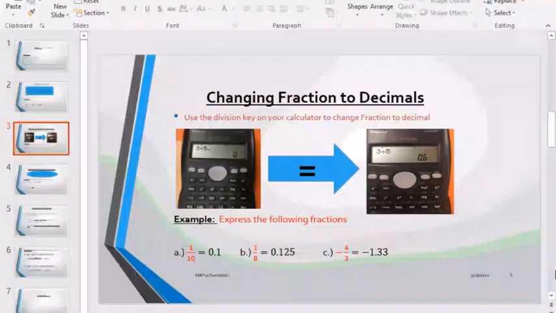How do we change fractions to decimal? You have a very powerful tool in front of you, which is a calculator. Make use of the calculator. Use the division key on your calculator to change fraction to decimal. So example is 3 over 5. What is 3/5? That is 3 divided by 5. That is equal to 0.6.